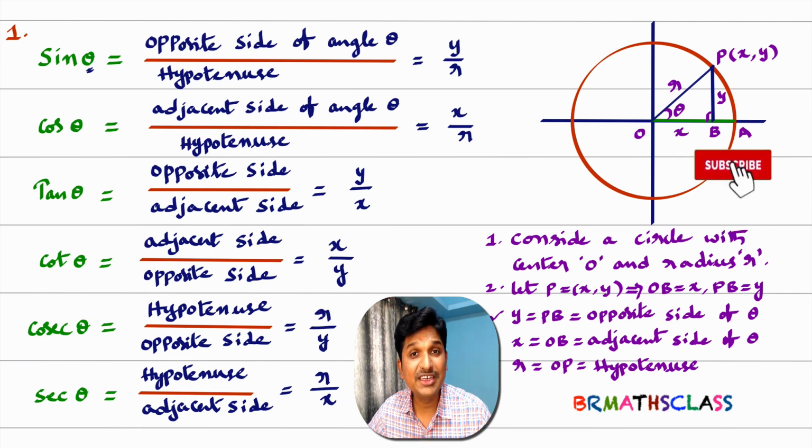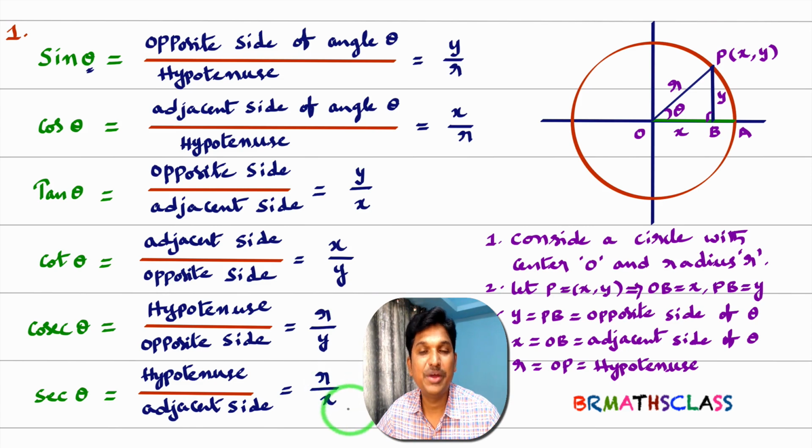What is cot theta? Cot theta is reciprocal of tan. Cot theta is x by y. What is cosec theta? Cosec theta is reciprocal of sine. Sine theta is y by r. Cosecant theta will be r by y. What is secant theta? Secant theta is r by x.